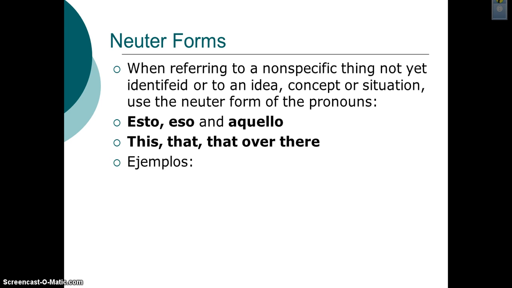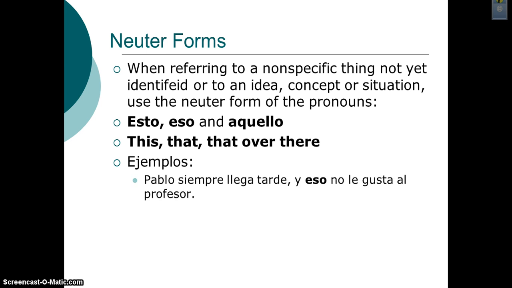So let's look at an example. When would we use these gender neutral forms, or the neuter forms as we call them? So Pablo siempre llega tarde y eso no le gusta al profesor. So Pablo always arrives late, and the teacher doesn't like that. So this is neutral. The teacher doesn't like that. Well, what does the teacher not like? The teacher doesn't like that Pablo is always late. Always being late is a situation, okay? It's not something with a specific gender. So we can't use one of our gender-specific forms. We have to use the neuter form, eso.